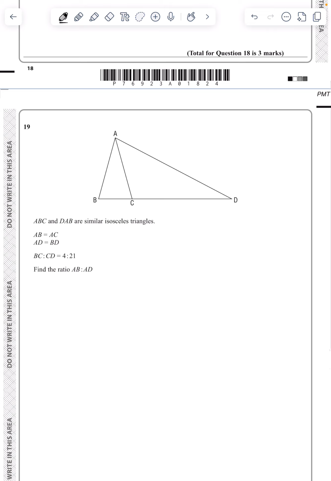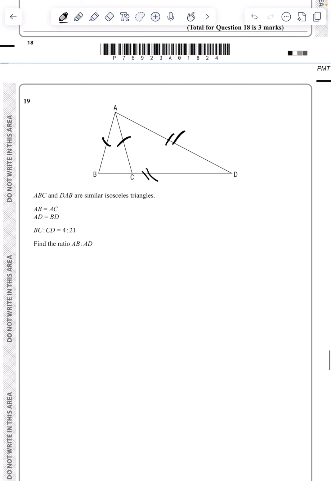AB equals AC, AD equals BD, and BC to CD is the 4 to 21 ratio. Okay. So how would I do this?